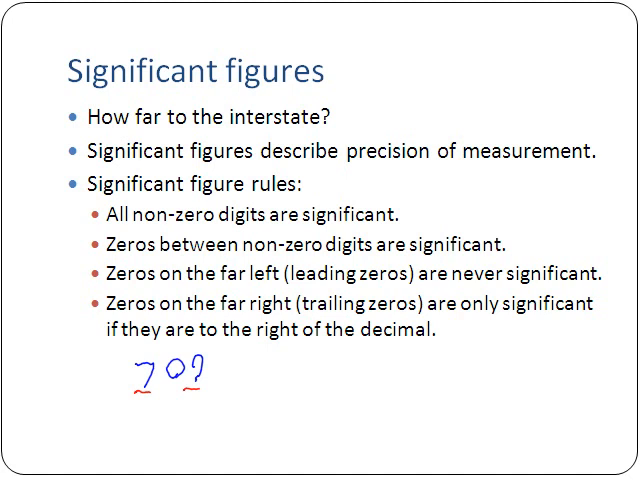Next rule. Zeros between non-zero digits are significant. Is the 0 in 709 between 2 non-zero digits? Yes, it is. So it's significant. So this one right here has 3 significant figures. Alright? So that's what we've got here. What if there are zeros not between non-zero digits? These are our next 2 rules here. So let's see what we've got for them.